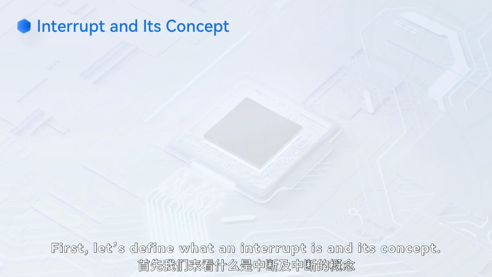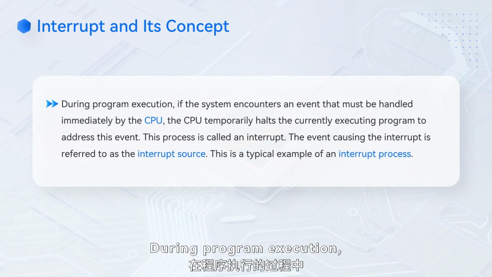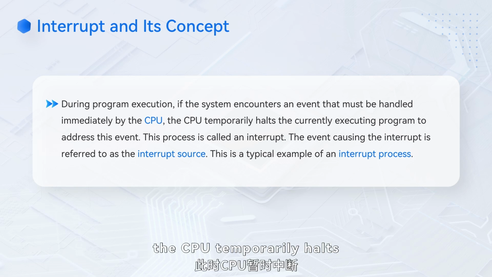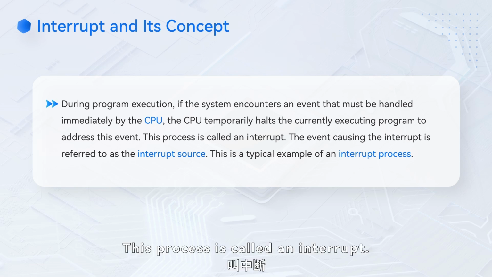First, let's define what an interrupt is and its concept. During program execution, if the system encounters an event that must be handled immediately, the CPU temporarily halts the currently executing program to address this event. This process is called an interrupt. The event causing the interrupt is referred to as the interrupt source.